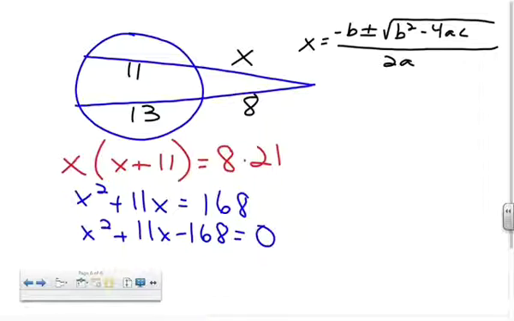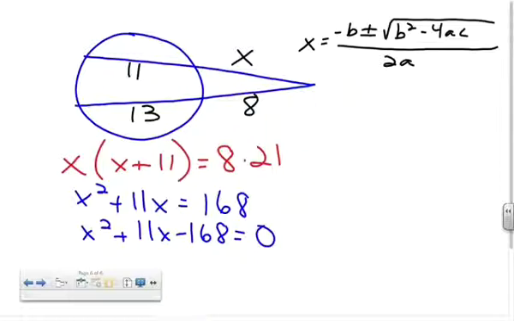Yay! Okay, so what you want to remember, and what is indicated on the reference sheet, is what A, B, and C are in this equation. A, B, and C are the coefficients of the terms in that equation. Remember, coefficients just means the number in front. So what is the number in front of the x squared term? It's 1, thank you. What is the coefficient of the x term? 11, and then the constant, your c, is negative 168.